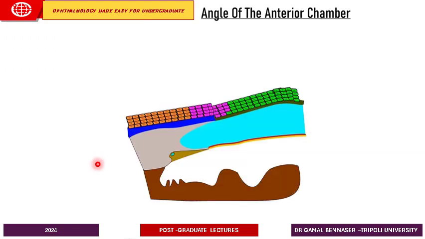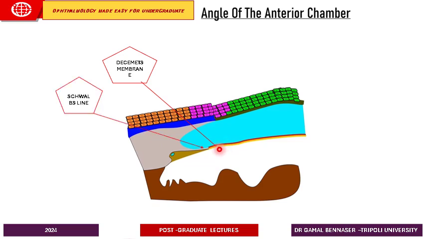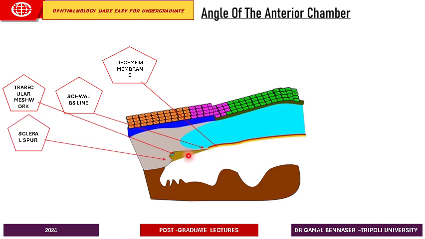Now, the normal structure of the angle. If we see this diagram, this is the cornea and this is the sclera, and this is the epithelium and this is the limbus. As I said, the angle starts by the termination of the Descemet's membrane, that's at the Schwalbe's line. Then this is the trabecular meshwork and the Schlemm's canal. Then you will find this is the scleral spur.